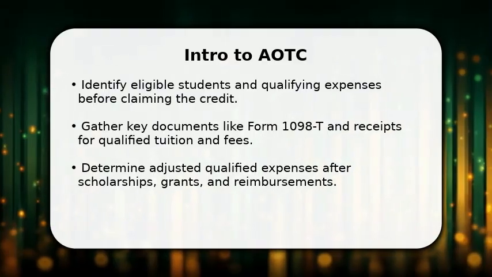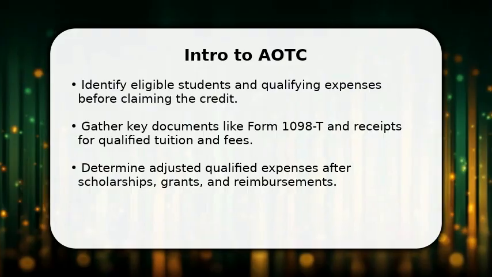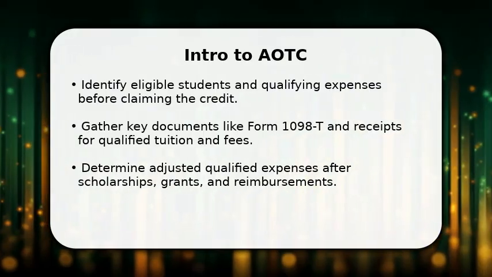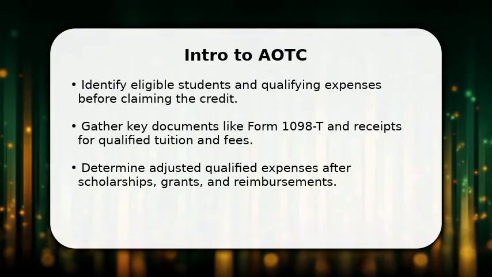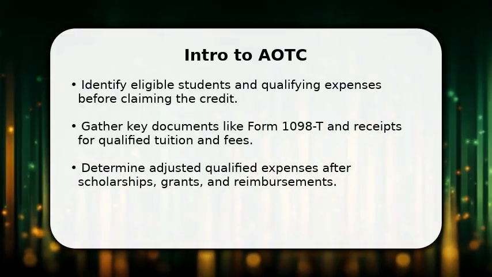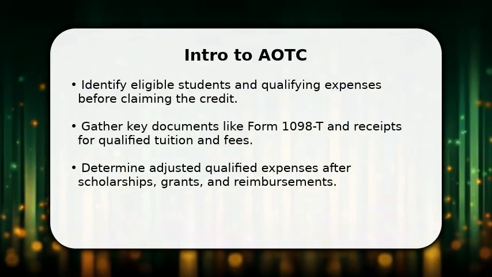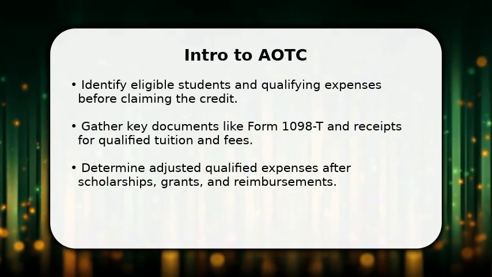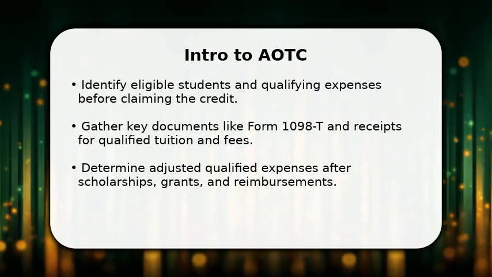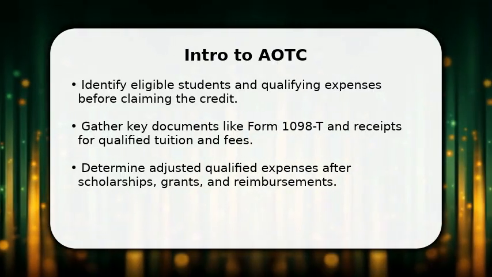Next, calculate total qualified expenses after subtracting scholarships, grants, and reimbursements. Choose the correct tax form and complete the education credit section carefully. Finally, review the math. Keep records for audits and file electronically for faster processing and confirmation.